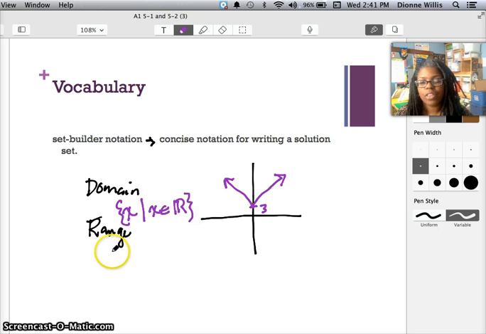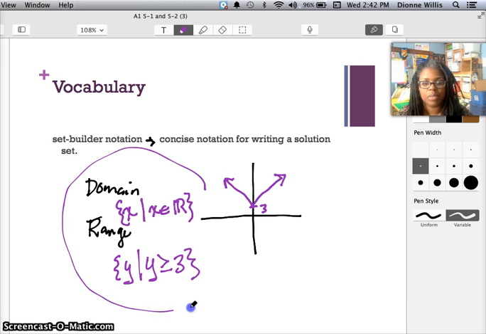X can be anything. The range is going to be a little bit different. Remember, range deals with y. Since the range refers to y, we can look at our graph and think about what y values make sense in this equation, or what y values are being represented in this function. The y values are all y values that are above or equal to 3. So the range is all y such that y is greater than or equal to 3. This is something you've seen before, and it is referred to as set builder notation. We'll be using that during this lesson.